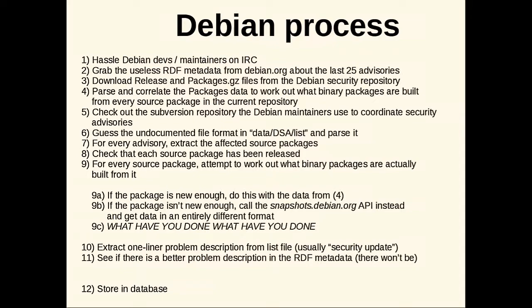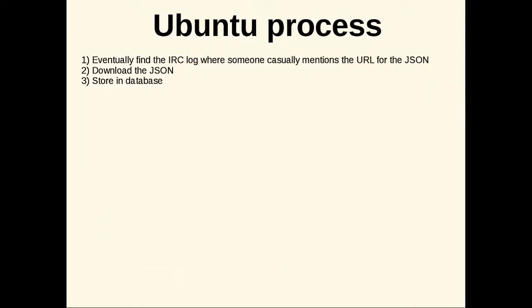Basically, we grab an RDF file from the Debian website, which, if you don't know how RDF works, is kind of worse XML that contains only the last 25 advisories and only partial data, things like truncated sentences. Then we take a full copy of the repository metadata from the security repository, since it specifies for every binary package which source package created it. So we invert that mapping to produce which source packages create which binary packages.